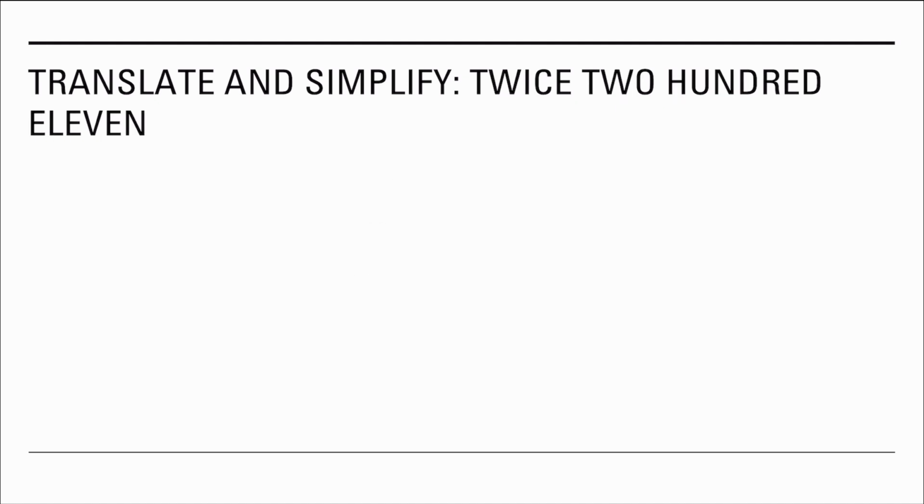Another example here: translate and simplify twice 211. So a bit of a weird phrasing here, but if I'm making two groups of 211, which is what twice means, we know we want 2 times 211. And so we can go 2 times 211. And then we want to multiply.